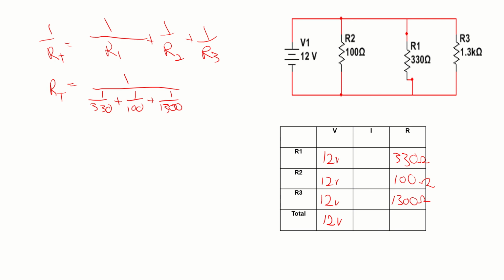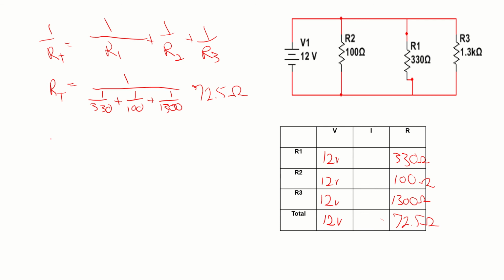I get 72.5. Okay, is that right? Yes, it is. 72.5. It should always be less than the smallest one. So I know it's got to be less than 100. So that makes sense.